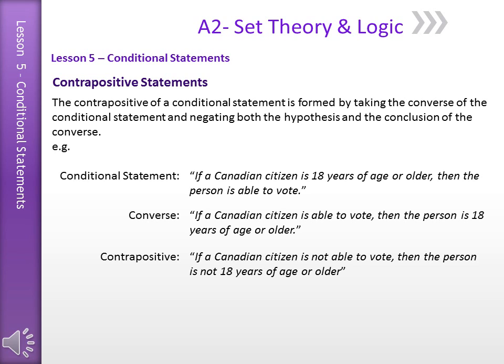For example, if the conditional statement was, if a Canadian citizen is 18 years of age or older, then the person is able to vote, we would then take its converse, switching its hypothesis and conclusion. If a Canadian citizen is able to vote, then the person is 18 years of age or older. Now we negate both of those to come up with the contrapositive. If a Canadian citizen is not able to vote, then the person is not 18 years of age or older.